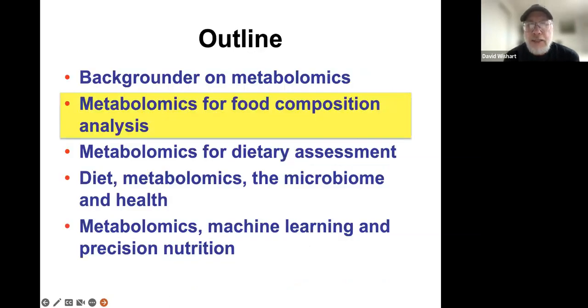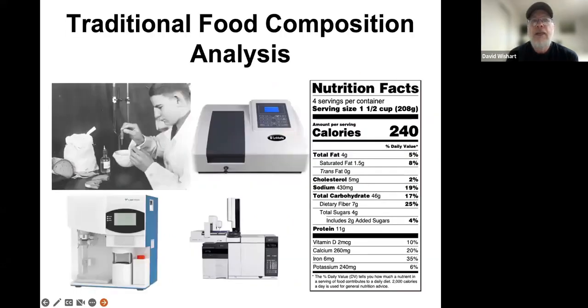So I'm going to dive in a little bit and talk about how metabolomics can be used for food composition analysis. Just remembering that most foods come from living organisms, and so metabolomics is used to characterize what's inside living organisms. So extending metabolomics from the human to a fruit or an animal or even a processed food product isn't very hard to do at all.